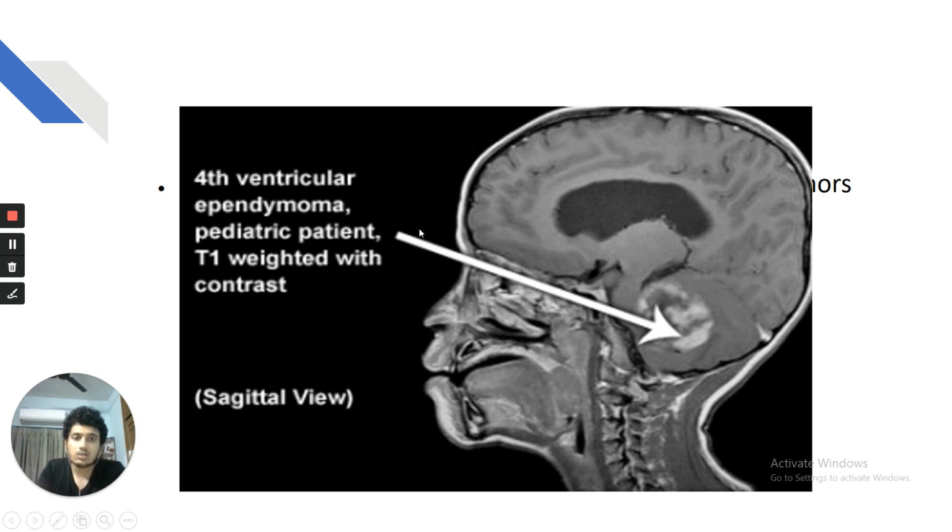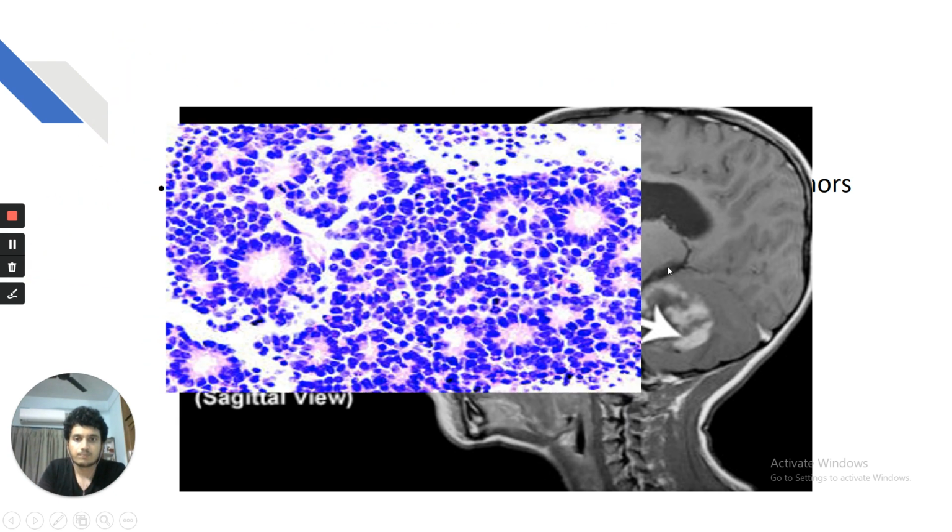Again, my dear friends, how can you identify whether it is a T1 or T2 weighted image? You can see that the white matter is dark in this color. Water is white in a T2 weighted image, whereas it is dark in a T1 weighted image. So it is a T1 weighted MRI showing a classically fourth ventricular tumor, which is ependymoma.